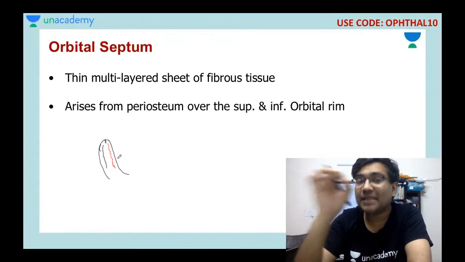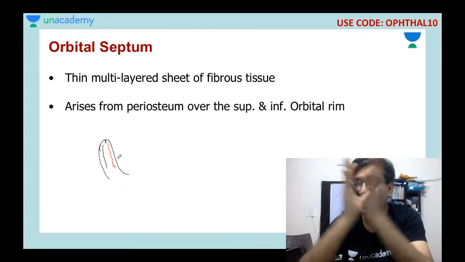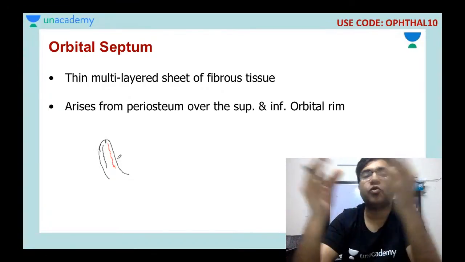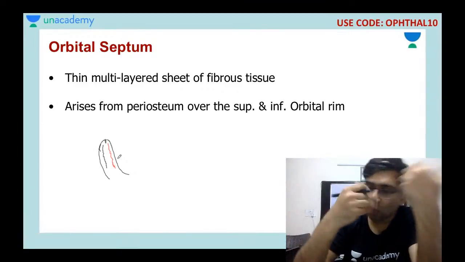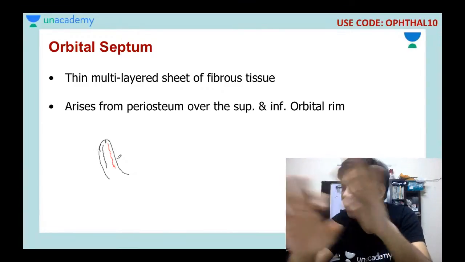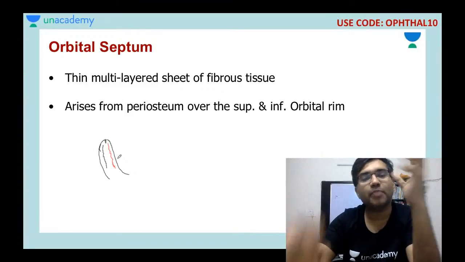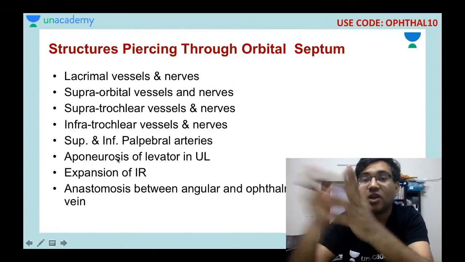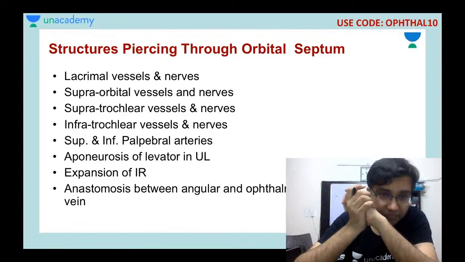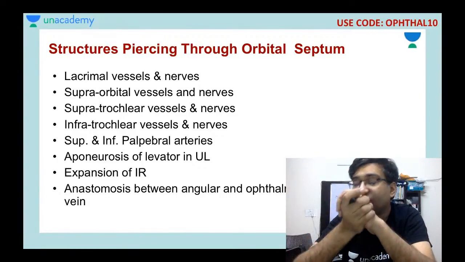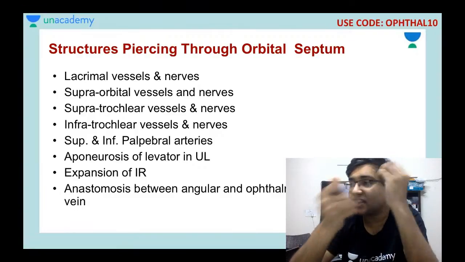What is the basic function of the septum? The septum provides the framework for your eyelid to be firm. Though it is a very thin structure and does not have any bone, it is still firm because of your orbital septum. What are the various vessels and nerves which are passing through the orbital septum? Just remember the names.